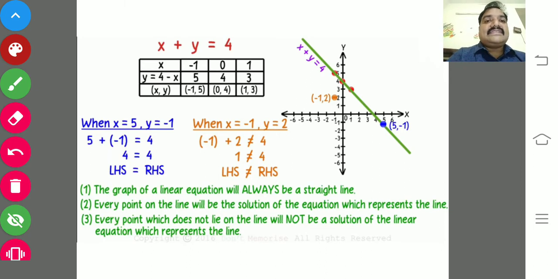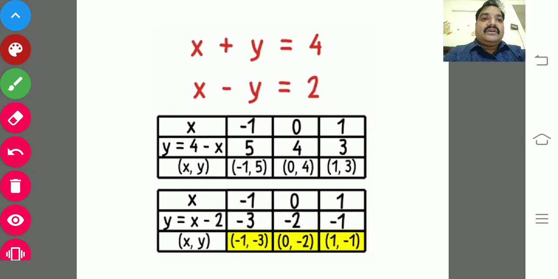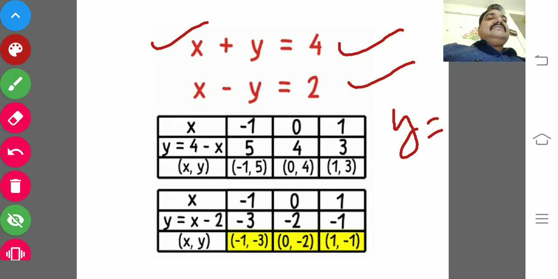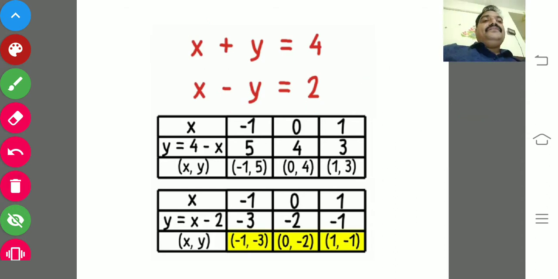Now we will discuss the pair of linear equations and how you will solve them. From two equations you will come to know. I hope you will understand the slide. Here I have taken two linear equations, the pair of linear equations, x plus y equal to 4 and x minus y equal to 2. As usual, from the first equation, you make y the subject, 4 minus x. So on the number line you take 0, 1 and minus 1.